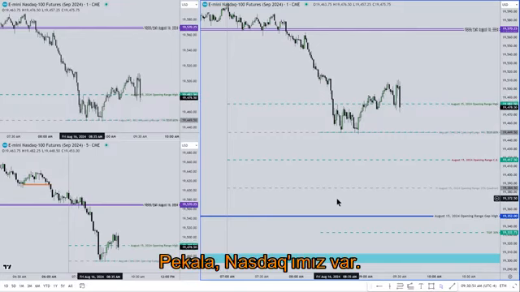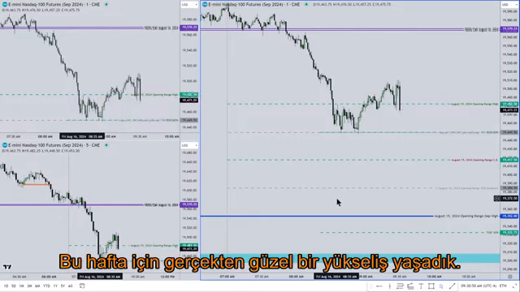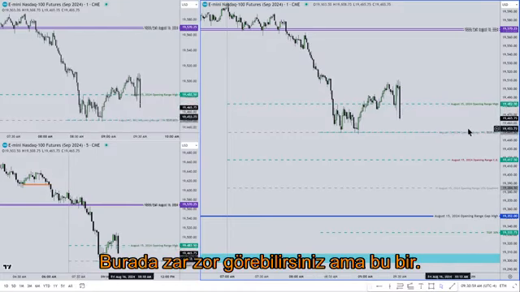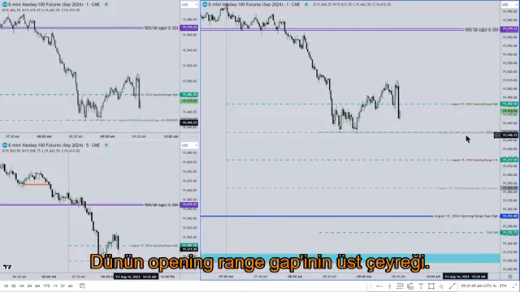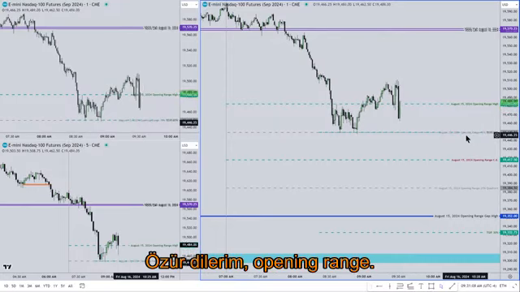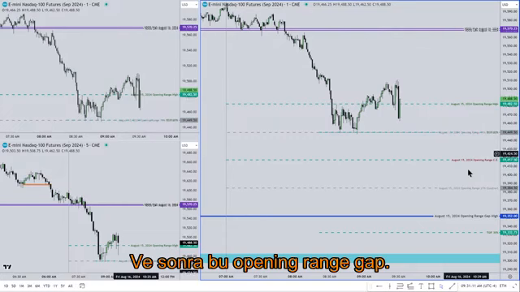All right, so we have the NASDAQ. We've had a really nice run up for this week. You can hardly see it here, but it's two levels. It's the upper quadrant of yesterday's opening range, and then this is the opening range gap high.